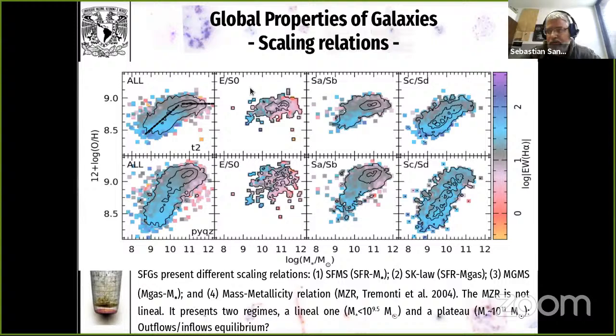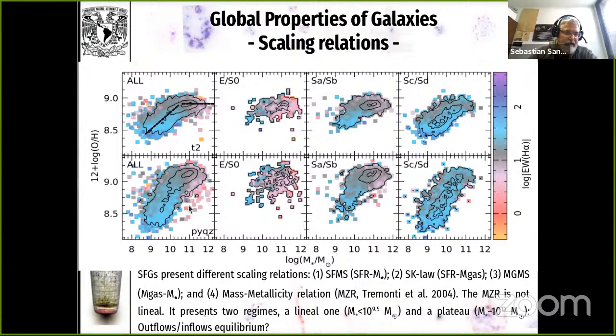The other relation that emerged in galaxies is the relation between the oxygen abundance and the stellar mass. This has been known since the 80s in general, but it has been analyzed in more detail after the results by Tremonti et al. 2004, where they used the Sloan survey to characterize this relation pretty well. We know that this relation depends strongly on the calibrator.